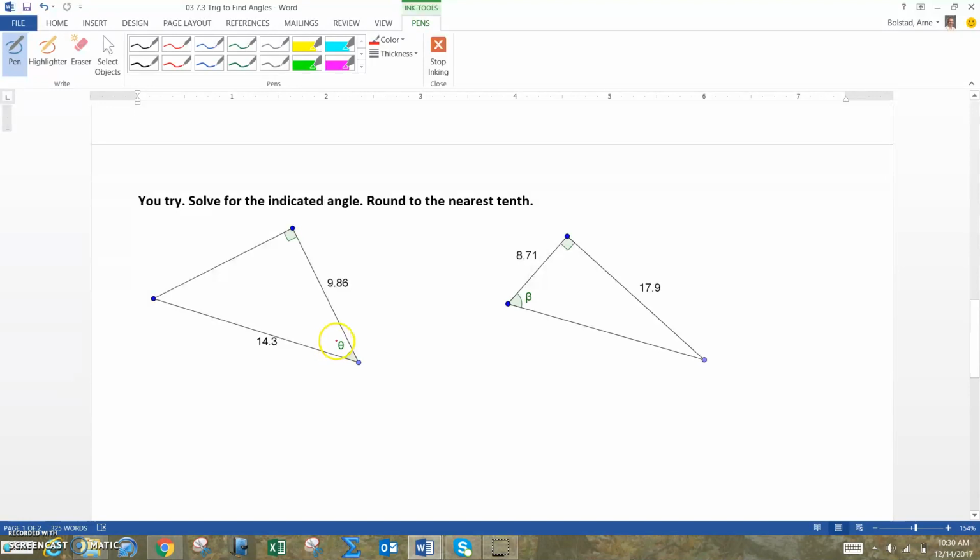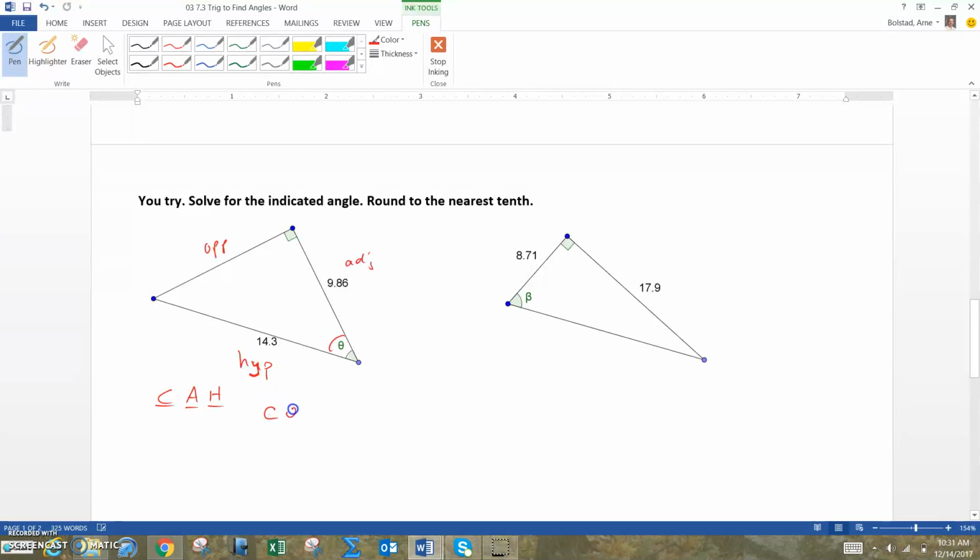First up, we identify where theta is. That's looking good. Then we would try to decide what the 9.86 and the 14.3 represent: opposite, adjacent, and hypotenuse. Again, I think easiest would be to look at the hypotenuse. That's opposite the right angle. We know that this is the opposite side, so the one left over has to be the adjacent side. So we would have adjacent and hypotenuse.